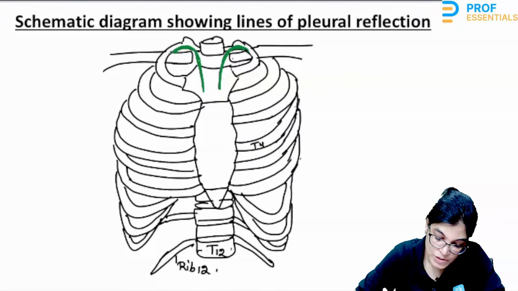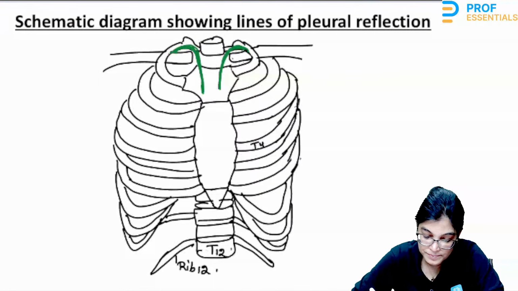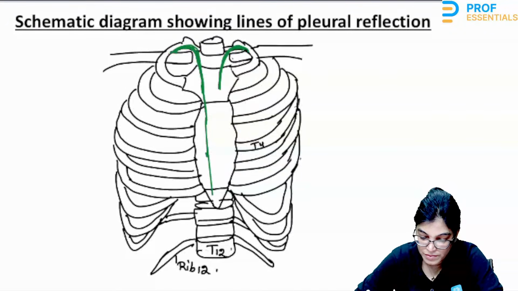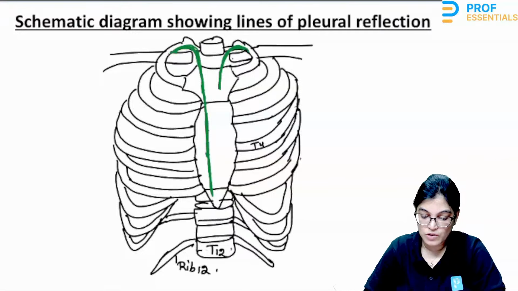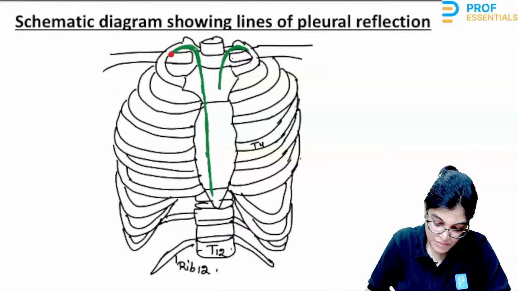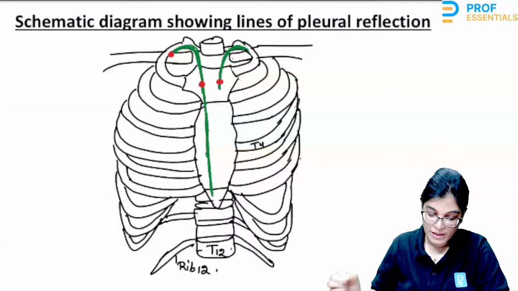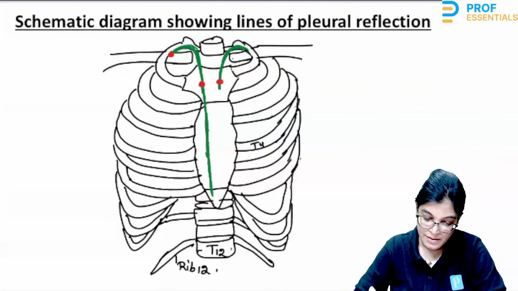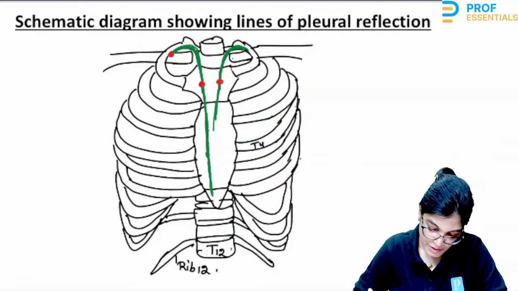Got it? I'm using green color. This is the cervical pleura going medially, straight down. And then on the right side, it will go till the level of the xiphisternal joint midpoint. Let me just mark it. I will use arrows. This is the medial 1/3 of the clavicle. This is the medial point of the manubriosternal joint. Also, these two lines will meet in the midline.